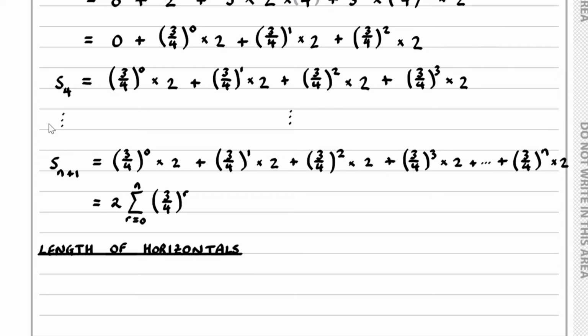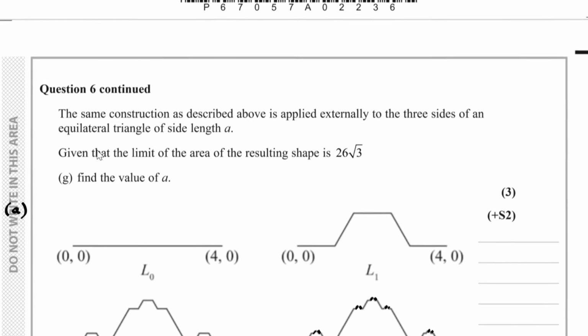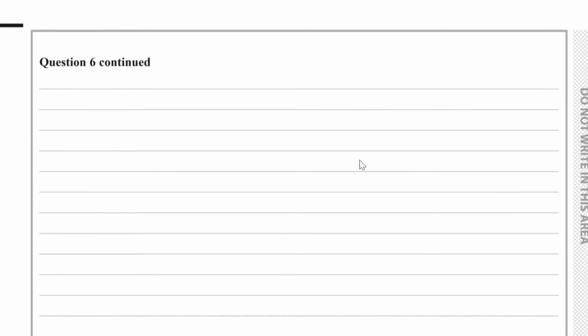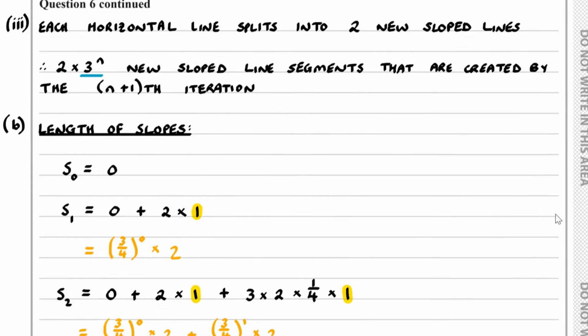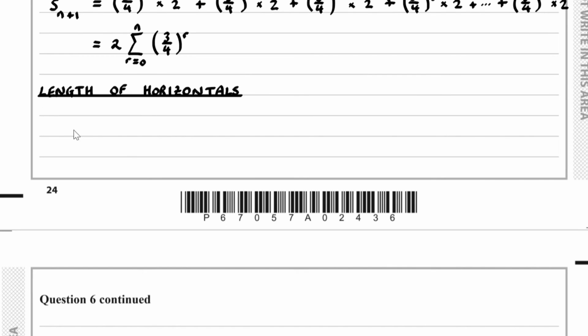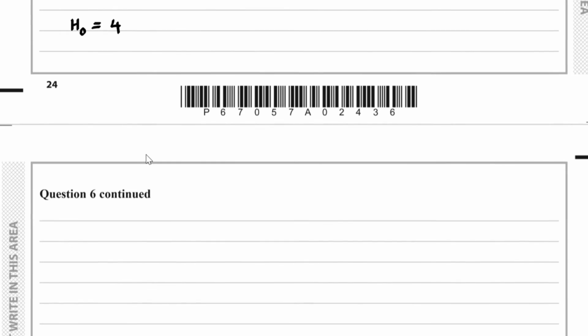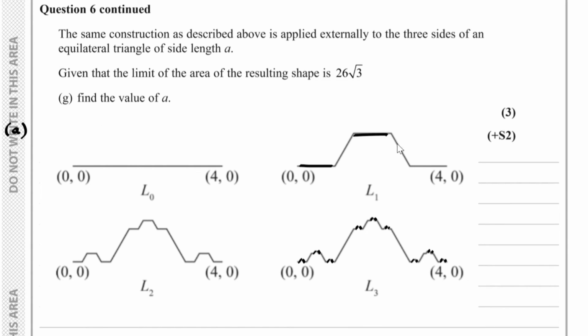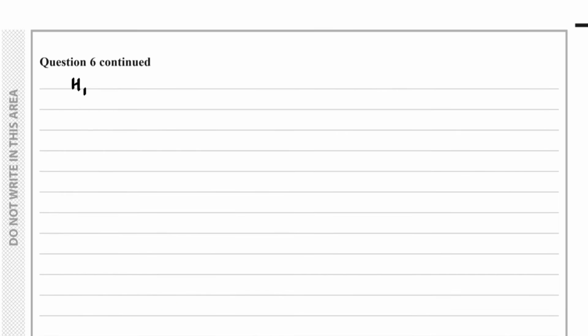So considering the length of the horizontals, now if we go back to our diagram, H0, that's got a length of 4. So we know H0 is equal to 4. Now if we find out the length of the horizontals from H1, well, we've got 1, 2, 3 of them. So for H1 I would have 3 times by, and the length of each of those horizontal bits is going to equal 1/4 of 4.